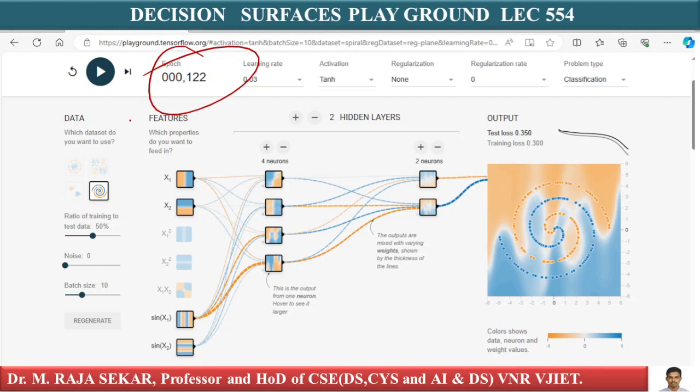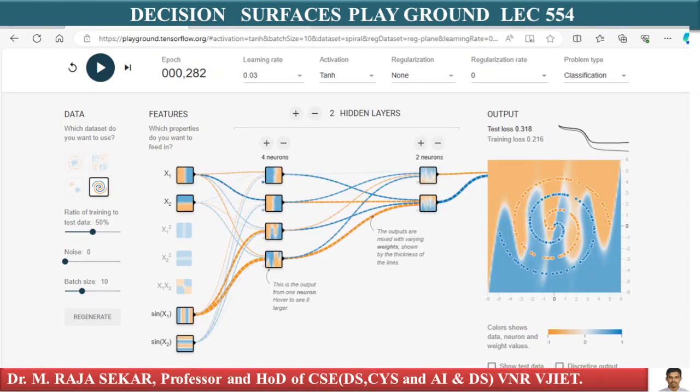My loss is also significantly lower than the previous case. So there is a lot of fun happening here. Look at it. At 282 epochs my loss is very small. All these points are actually blue. Just see, all these points are actually blue. I can say thick blue here. All these points are actually orange. Just see here, all these points are actually orange, isn't it?